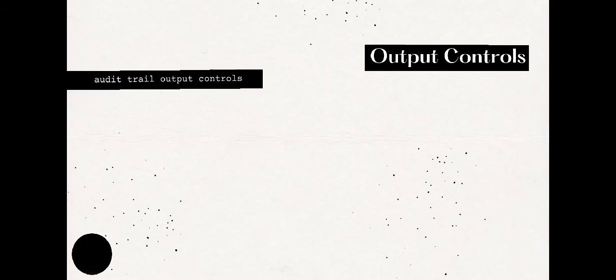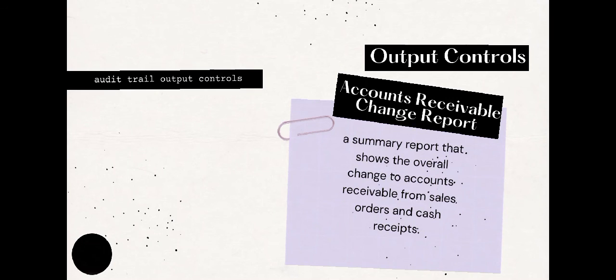So the next is the output controls, which address what is done with the data and should compare output results with the intended result by checking the output against the input. An important element of output control is the maintenance of an audit trail. The following are examples of audit trail output controls. First is the accounts receivable change report, which is a summary report that shows the overall change to accounts receivable from sales orders and cash receipts.